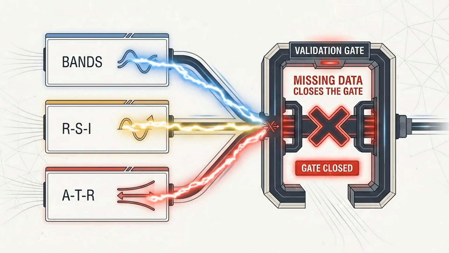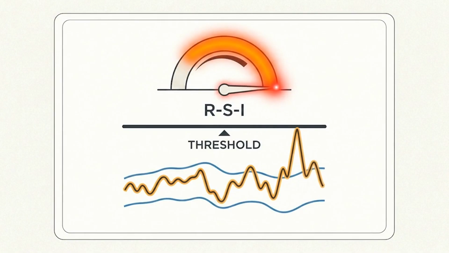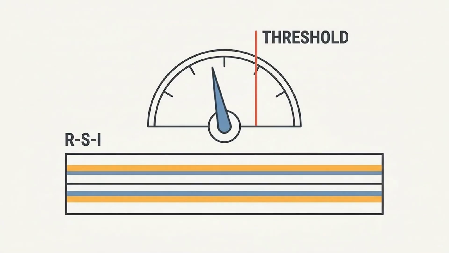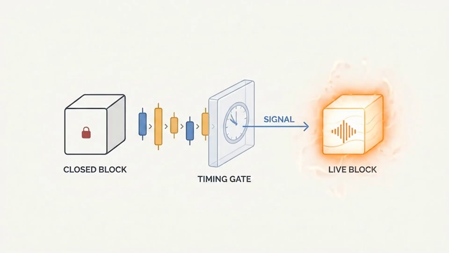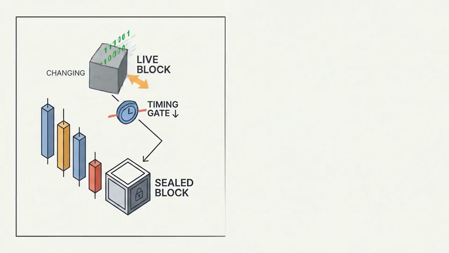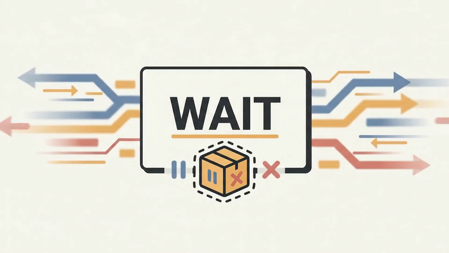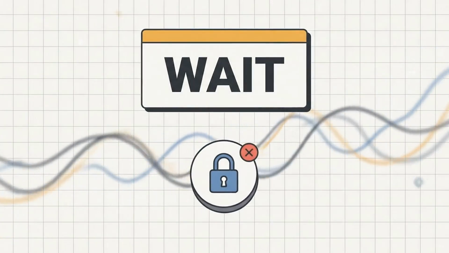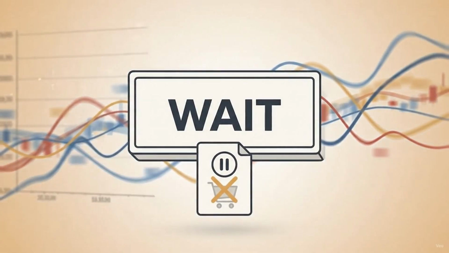Now build a function called ReadIndicators. Use CopyBuffer to retrieve the Bollinger middle line, upper band, and lower band from buffers 0, 1, and 2. Read RSI from buffer 0 and ATR from buffer 0. Request values from the last closed candle and verify that every copy succeeds. If the terminal has not loaded enough history or an indicator is not ready, the function returns false. No data means no trade.